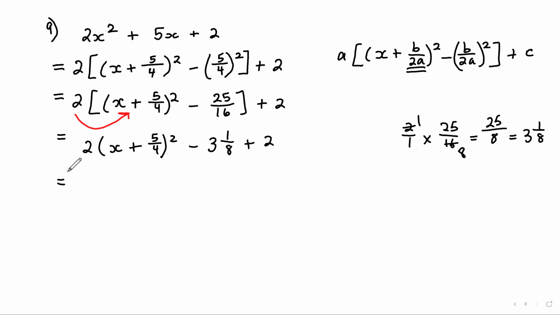Yeah. All right. So then finally, we'll have 2 by x plus 5 over 4 squared, and then minus 3 and 1/8 plus 2 will be minus 1 and 1/8. Is that okay, girls?